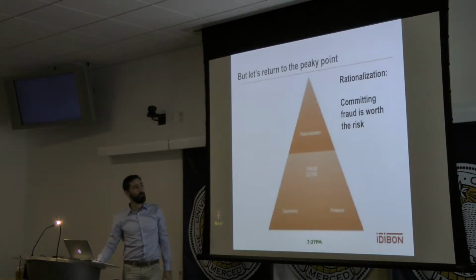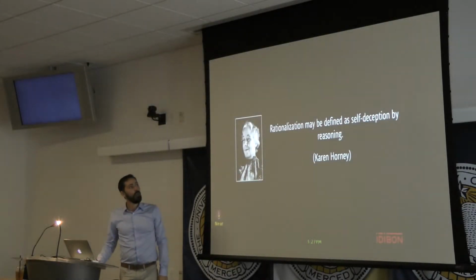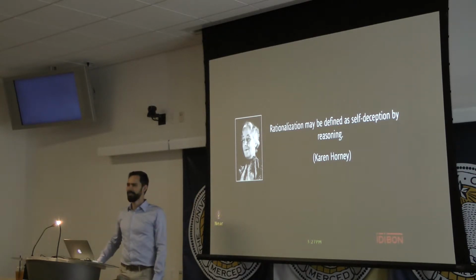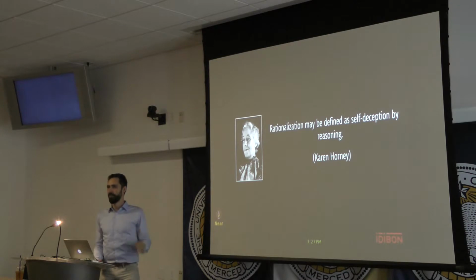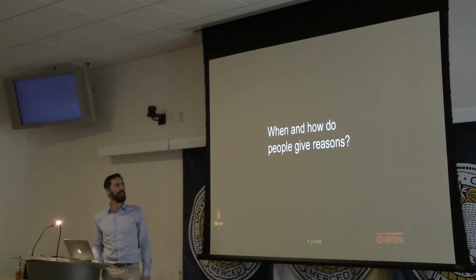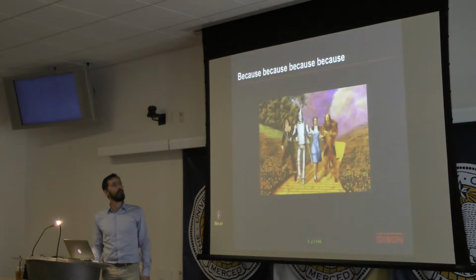So now let's talk about rationalization, which is that committing fraud is worth the risk. People are rationalizing. So how do people do rationalization? We might describe this as defined by self-deception by reasoning. So reasoning becomes an important part for this corner of the triangle or the diamond. So how do they do it? I want to talk about "because."